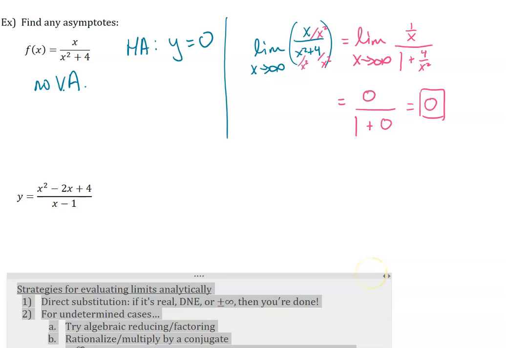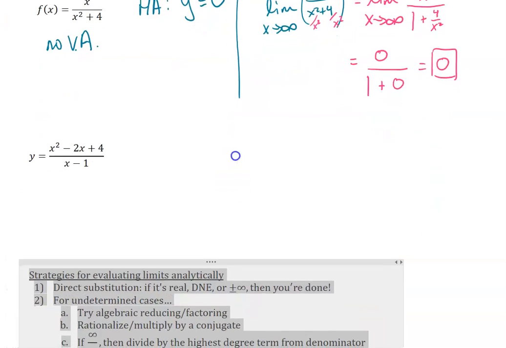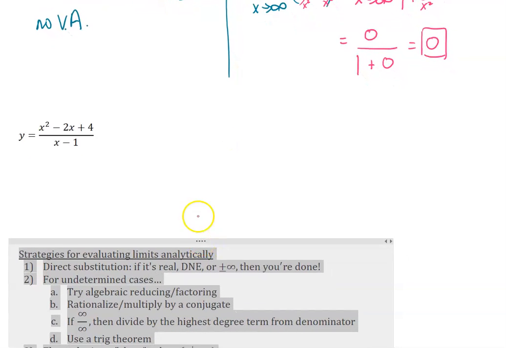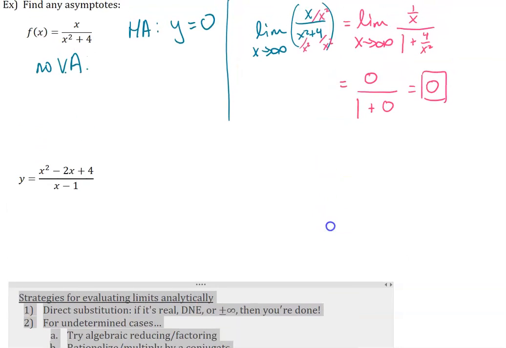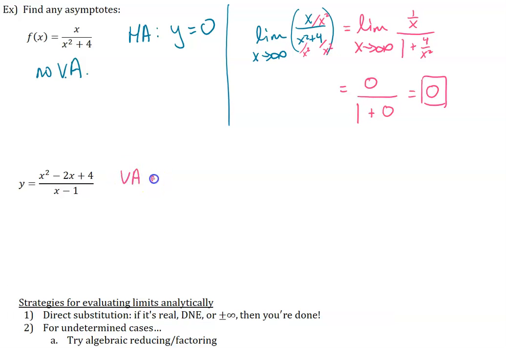All right, for this next one, oh, sorry, everything shifted. Okay, we have x squared minus 2x plus 4 over x minus 1, okay? So first of all, looking at our denominator, we do have a factor that can be set equal to 0. So x minus 1, if we set that equal to 0, we get x equals 1, meaning that there is a vertical asymptote at x equals 1.